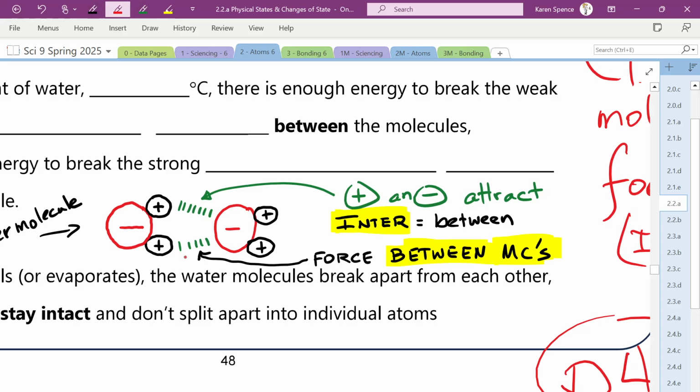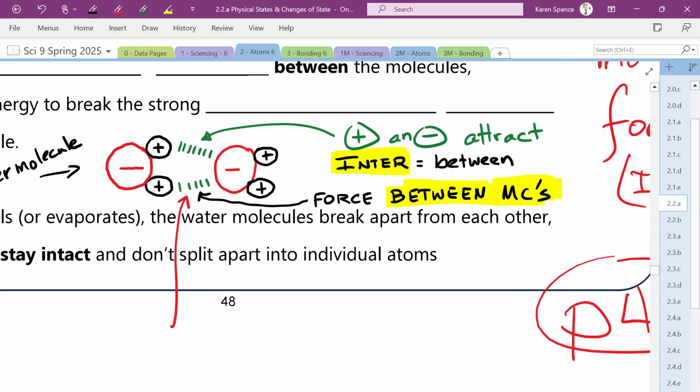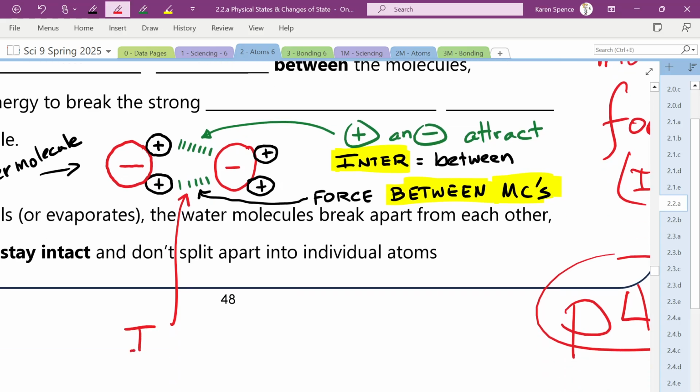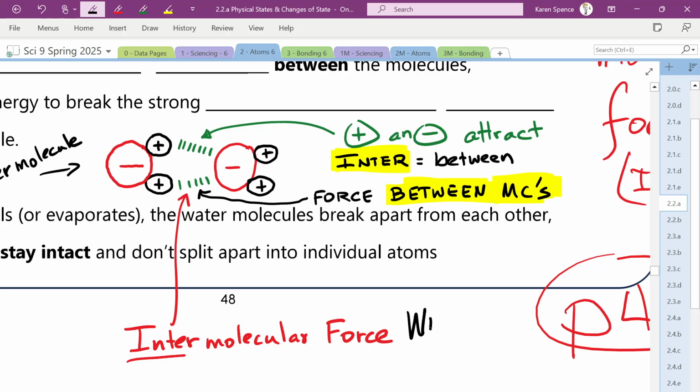I've not really left myself enough room here, so I'm going to have to throw that up there. So this is an intermolecular force. And intermolecular forces, they're not strong like those bonds within the molecule. They are weak.